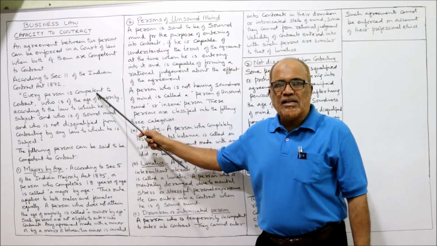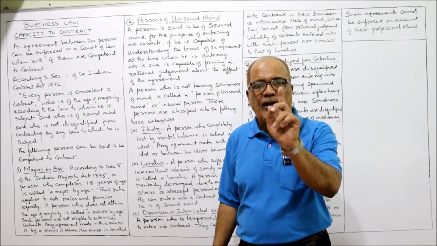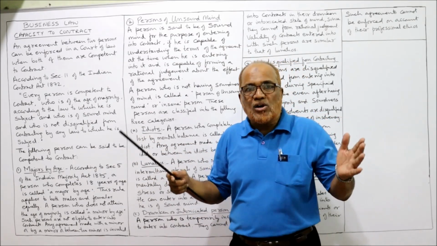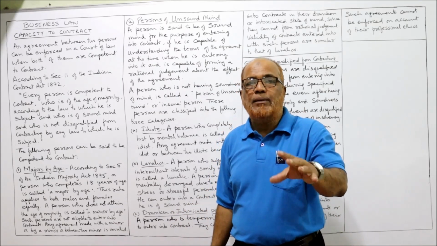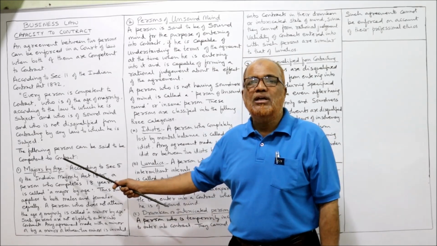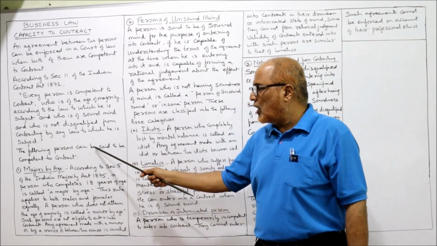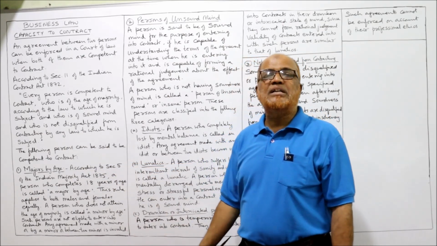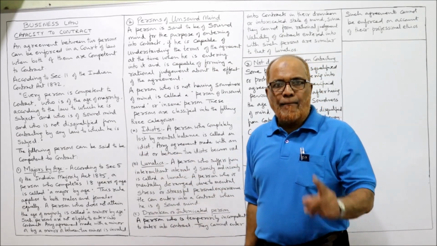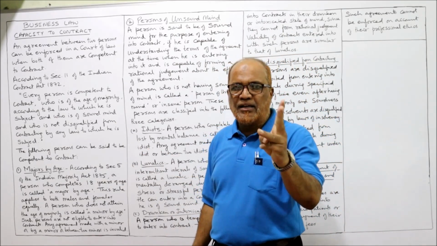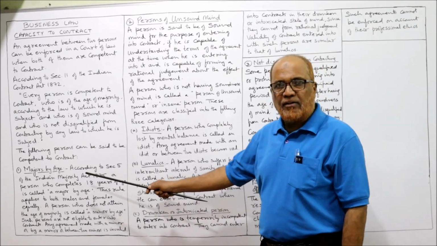So every person is competent to contract who is of the age of majority according to the law to which he is subject, is of sound mind and is not disqualified by any law to which he is subject. This is the definition given by section 11. The following persons can be said to be competent to contract. Three conditions are given: majority of age, soundness of mind, and not disqualified by any law. Right? Now one by one we'll study.